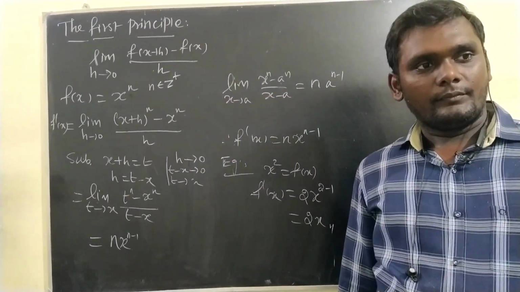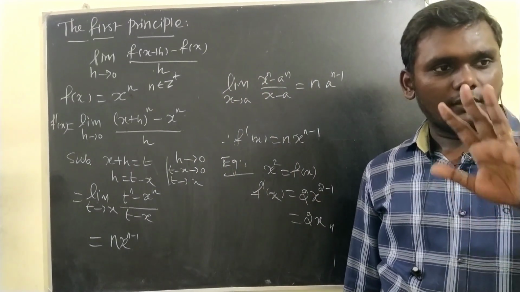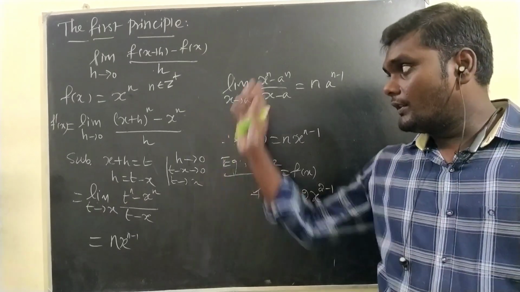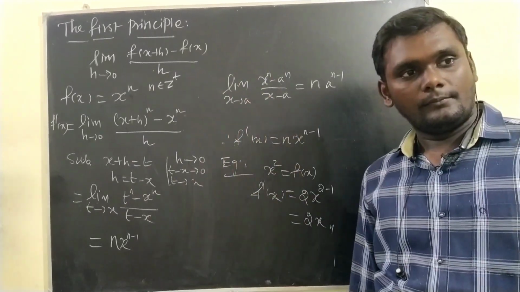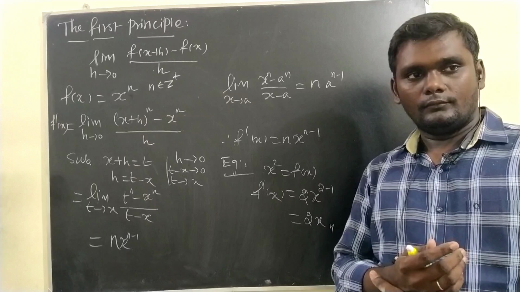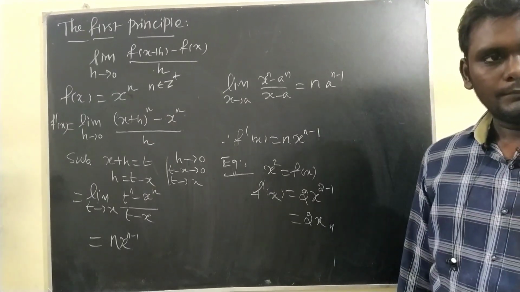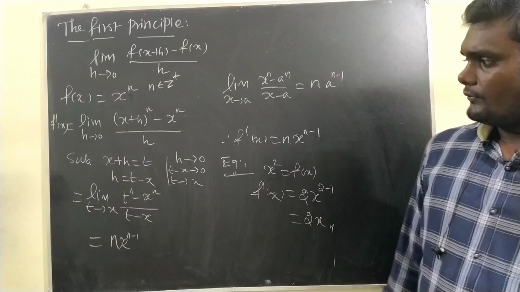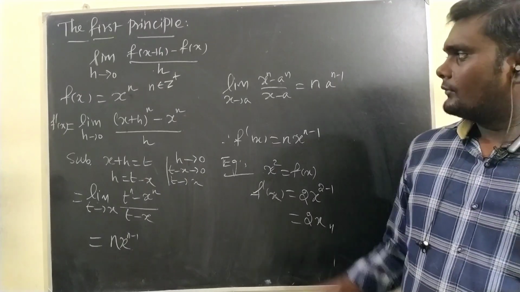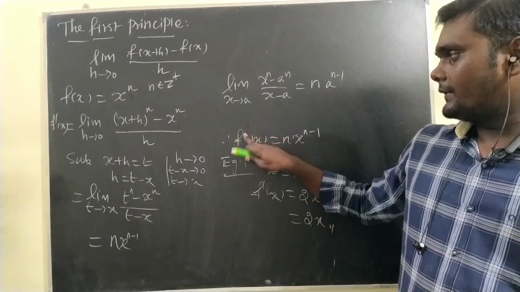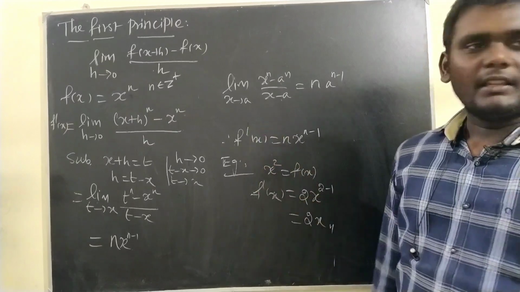Got it? Any doubts on this? Have you finished writing all this? Yes. F dash of x means derivative.